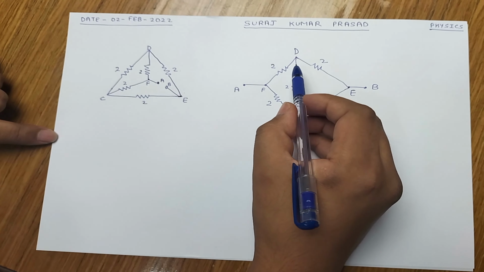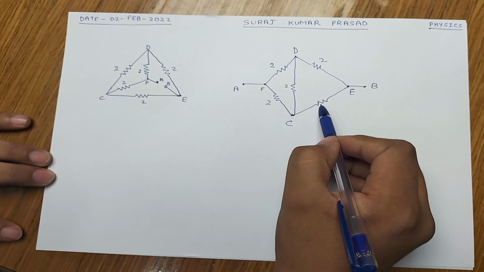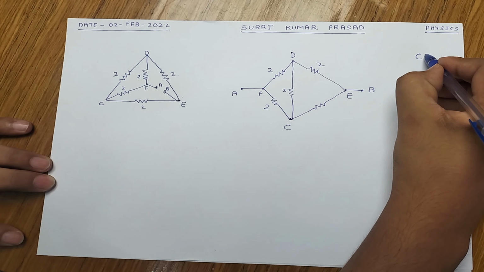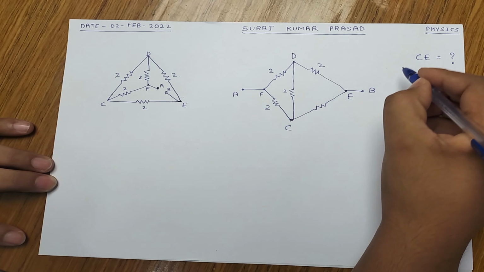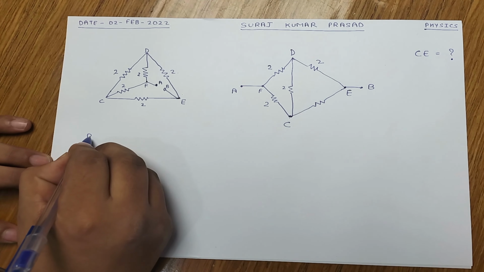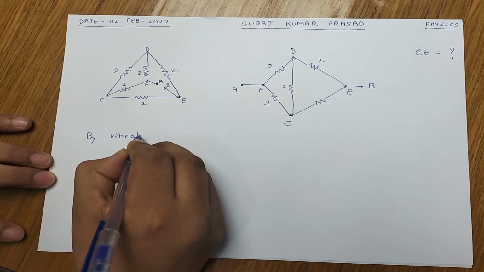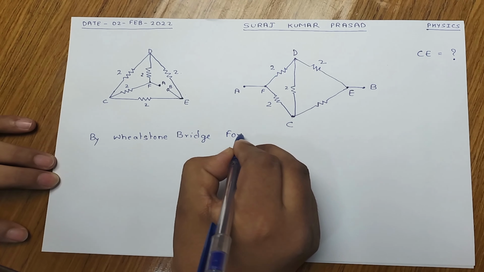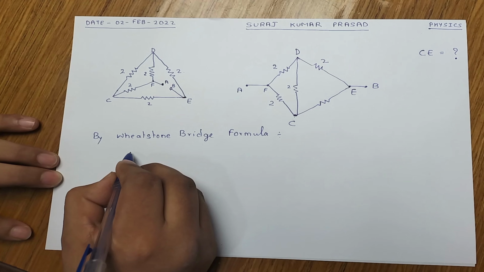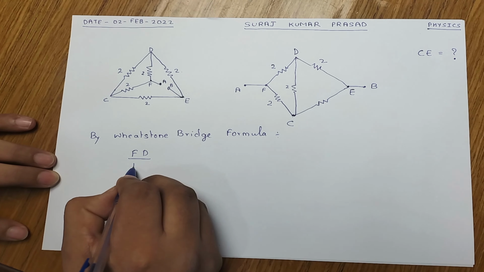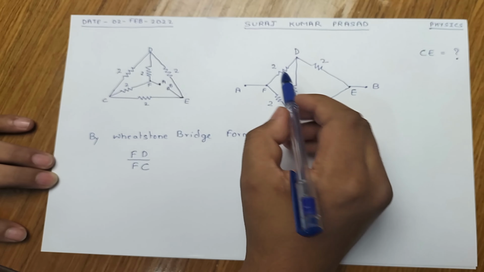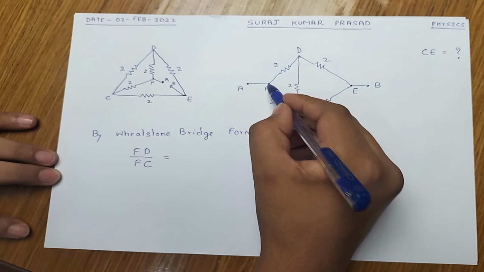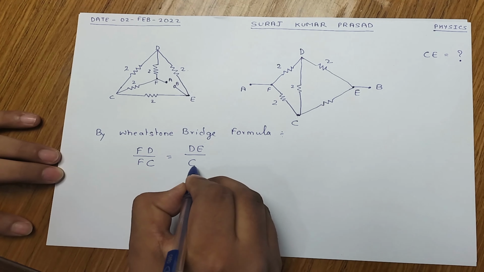Correct? As this is a Wheatstone bridge, we need to find the equivalent resistance. What is the resistance between C and E? So our main motto is to find CE resistance, question mark. By the Wheatstone bridge formula, we can say FD upon FC, or else we can say FD upon DE, both are the same. FD upon FC equal to DE upon CE.